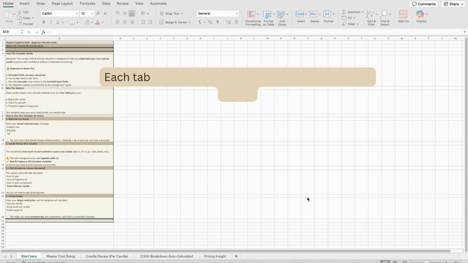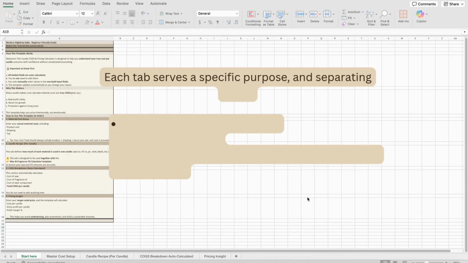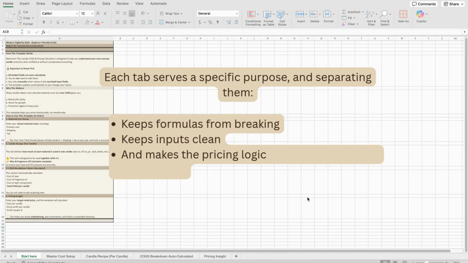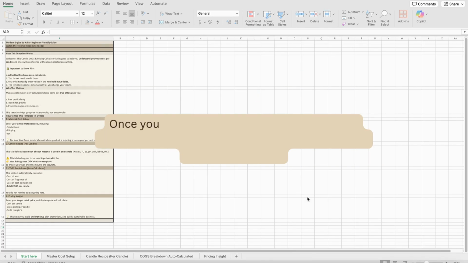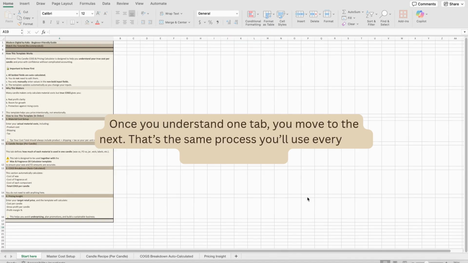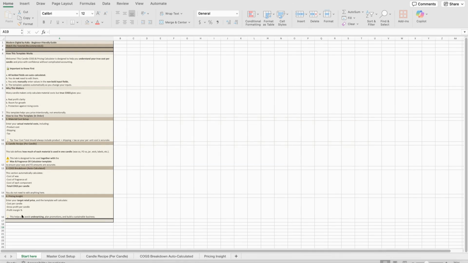Each tab serves a specific purpose, and separating them keeps formulas from breaking, keeps input clean, and makes the pricing logic easier to understand step by step. Once you understand one tab, you move to the next. That's the same process you'll use every time you price a candle. Start here.